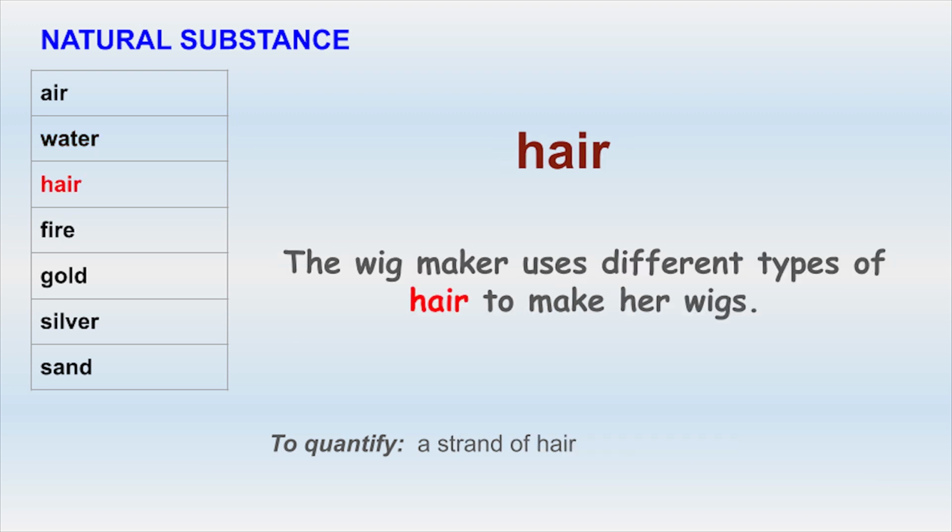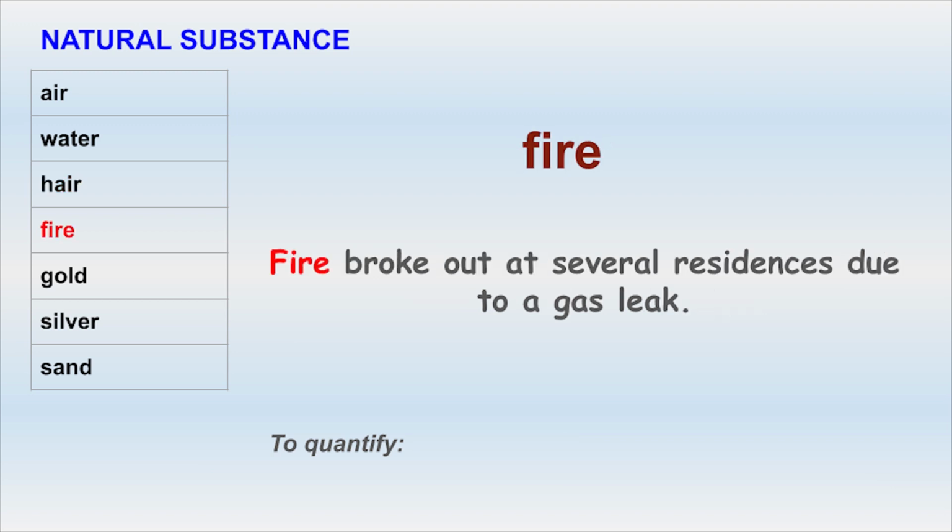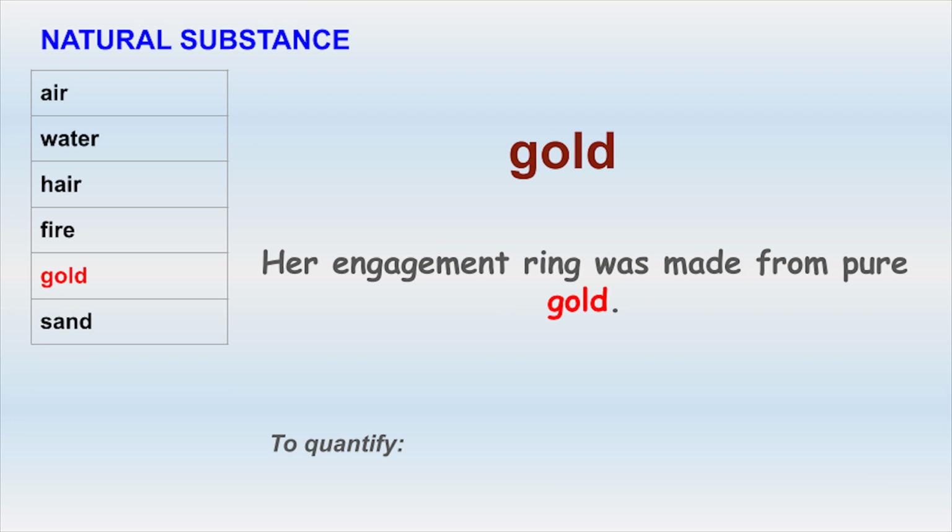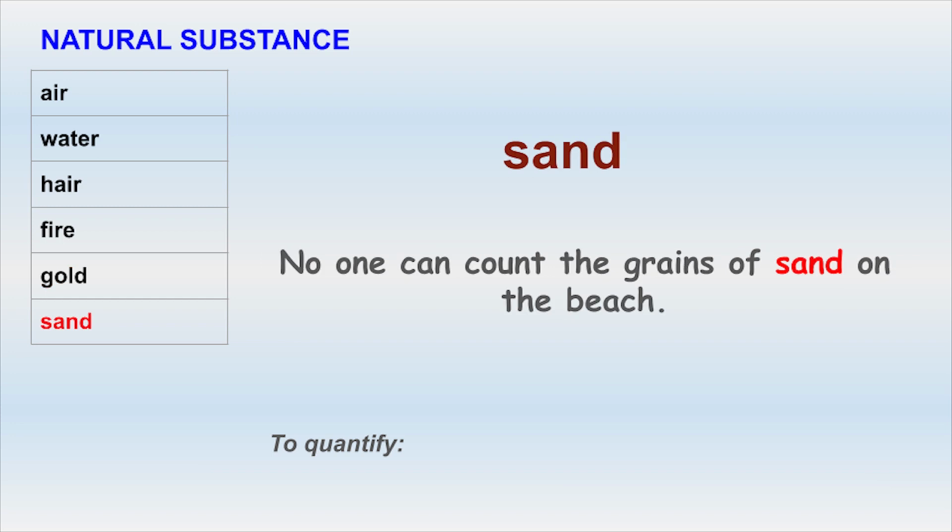Hair. The wig maker uses different types of hair to make her wigs. And we may say a strand of hair. Fire. Fire broke out at several residences due to a gas leak. Gold. Her engagement ring was made from pure gold. Sand. No one can count the grains of sand on the beach. And this sentence already used the quantifier, grains of sand. We could also say much sand as another quantifier.